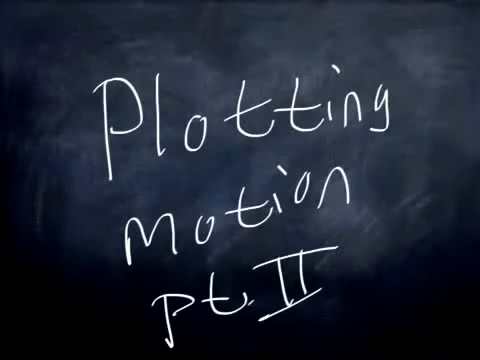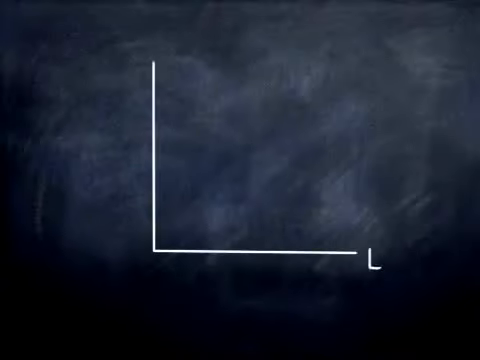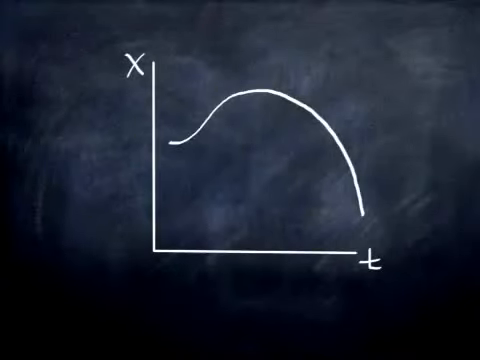Plotting motion, part 2. Let's say we have a position versus time graph, which looks like this. We see on a curve here we have changing slopes. Now we know from previous material the slope of a position versus time graph tells us about the speed. We see here slopes that are changing, which tells us changing speeds. We see positive slopes and negative slopes, which tells us we have velocities that are positive or negative.